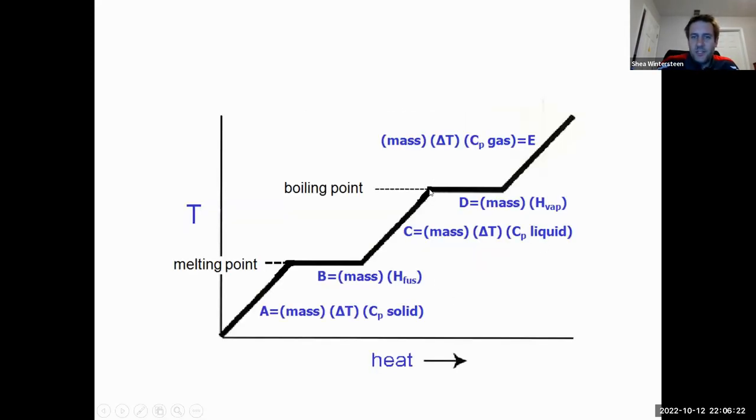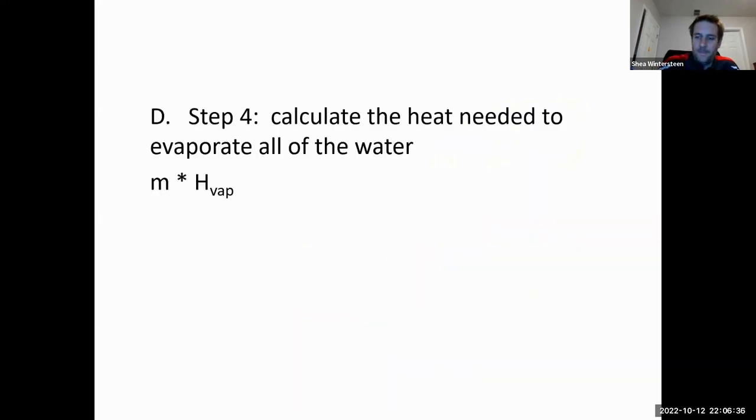So we've made it to this point, and now we are going to be boiling that liquid. We've added enough energy to the liquid to get it to start to boil. So the equation we use for this part is mass times the heat of vaporization. The mass is still 50 grams, and then from the given information, HVAP is 2,260. Multiply those two numbers together, you get 113,000 joules of energy.